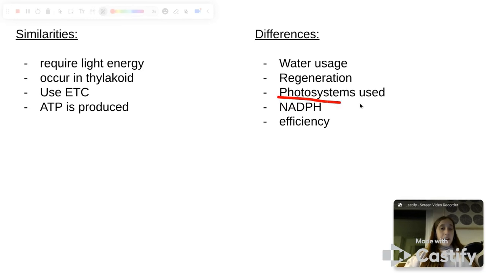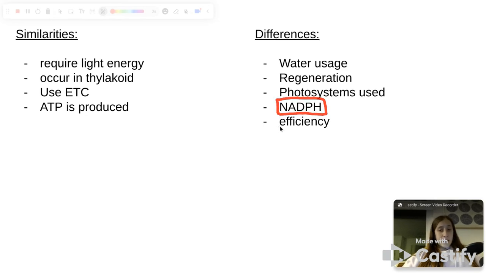And another difference is the photosystem use. In non-cyclic, both PS1 and PS2 are used in order to create the NADPH and the H+, as well as the ATP, which is why the water is needed to regenerate photosystem 2. But in cyclic, only photosystem 1 is used. And NADPH is only a product in non-cyclic.